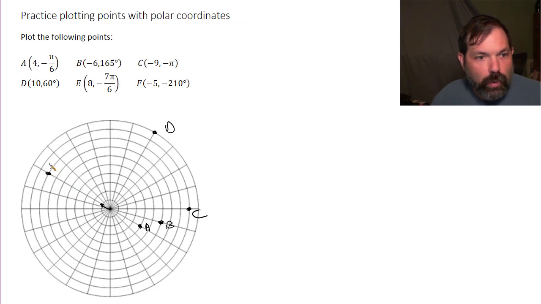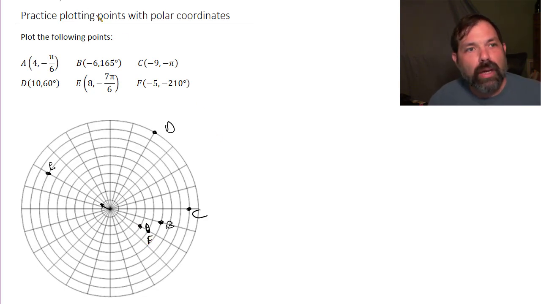There's point E. And finally point F, negative 5, negative 210 degrees. So negative 210 would be negative 180 and 30 more. So that's actually the same radius, the same axis, however you want to think about it, and then 5 steps in the negative direction. So that would be what, 1, 2, 3, 4. In a sense, it's pretty close to point A.